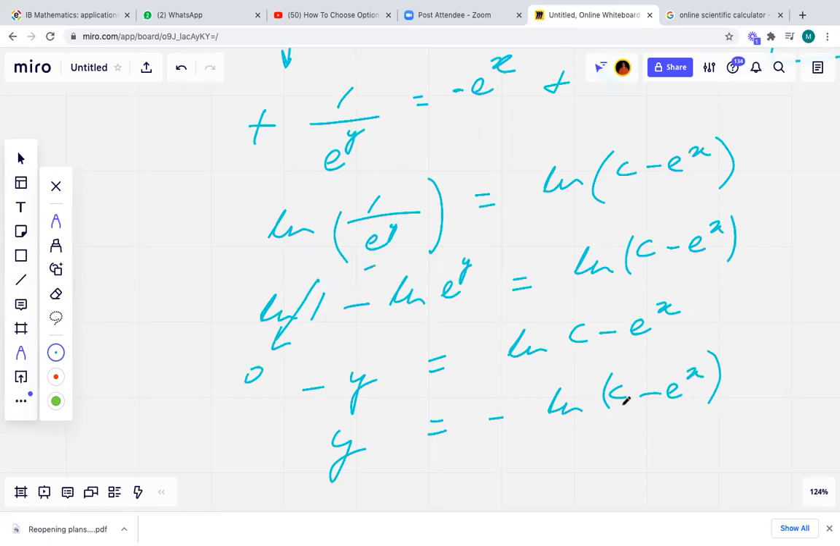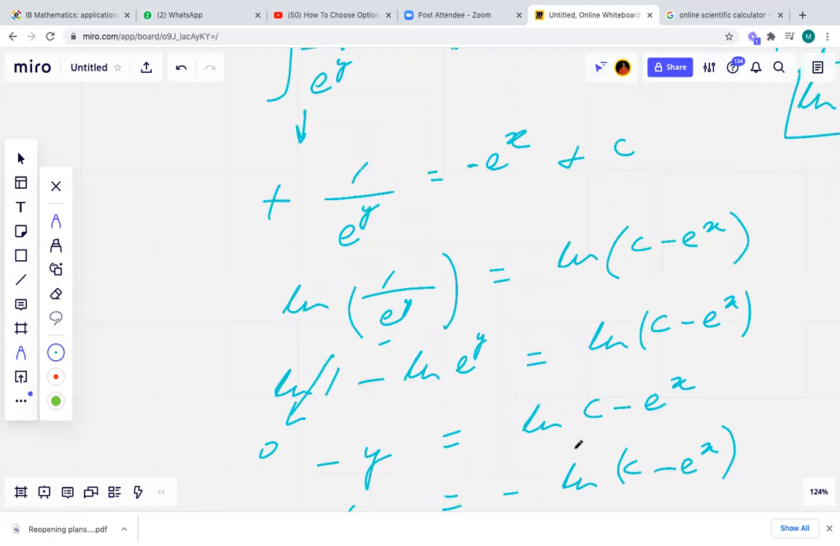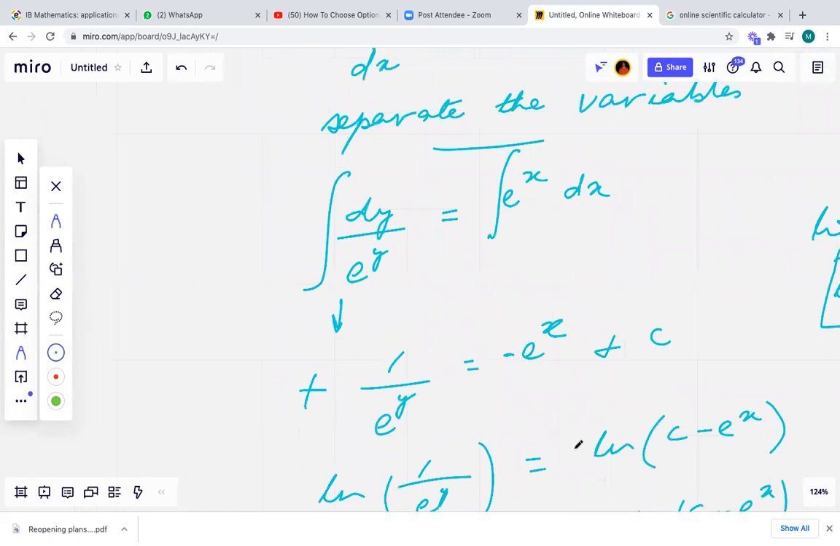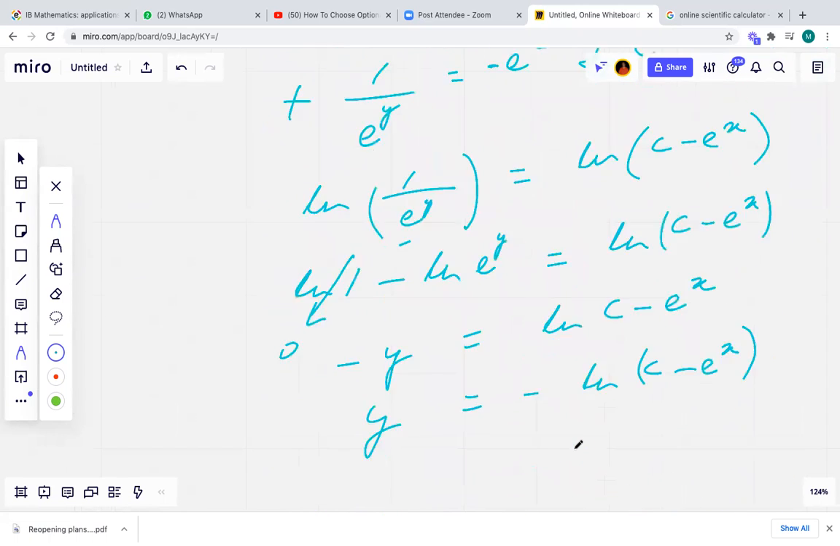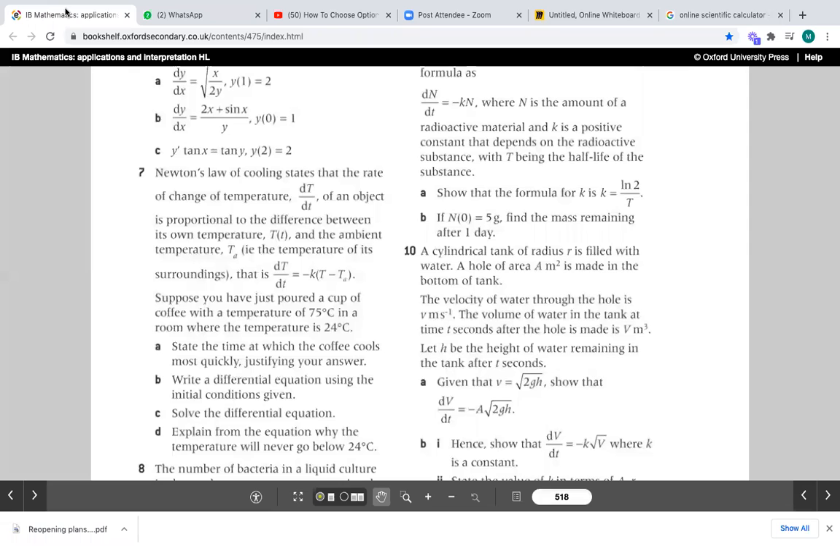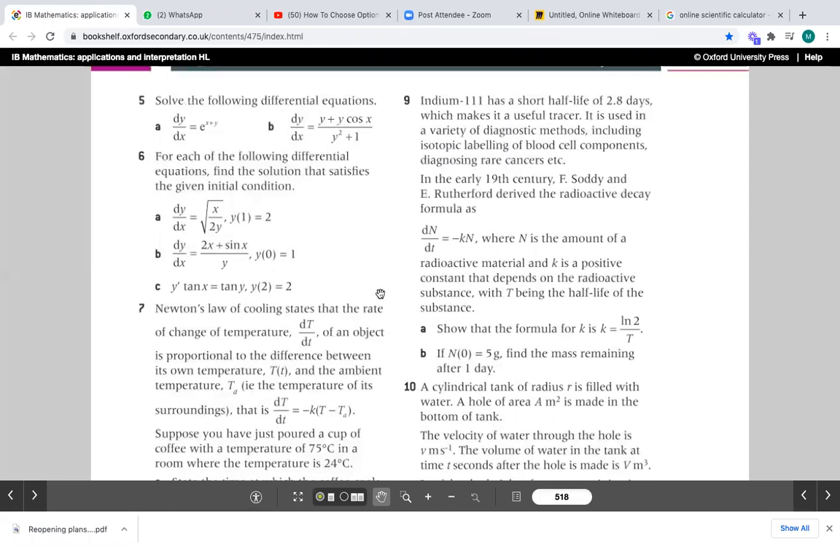Understand? Correct? You're not clear with logarithms. Actually, no, sir, not so much with logarithms. Okay, we'll do logarithms when you're doing unit one. Of course. We'll do logarithms, don't bother. Okay, let's do this one, dy by dx.